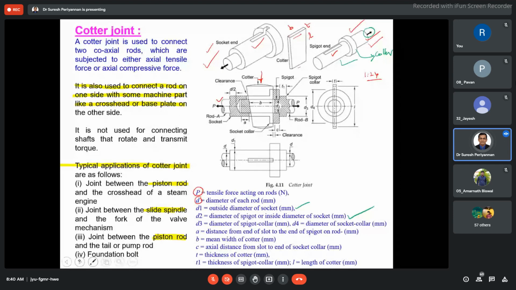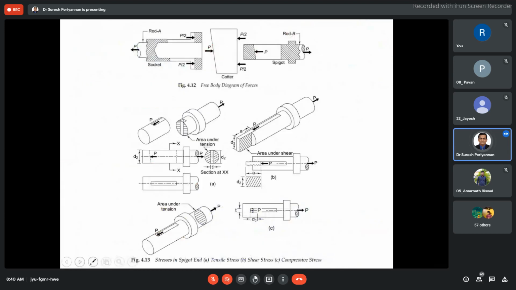Furthermore, we will see all the notations, because here we have covered all the things. Now we move to the design, one by one, based on that tensile force: tensile failure of rods, tensile failure of the spigot, tensile failure of the socket. One by one we discuss.